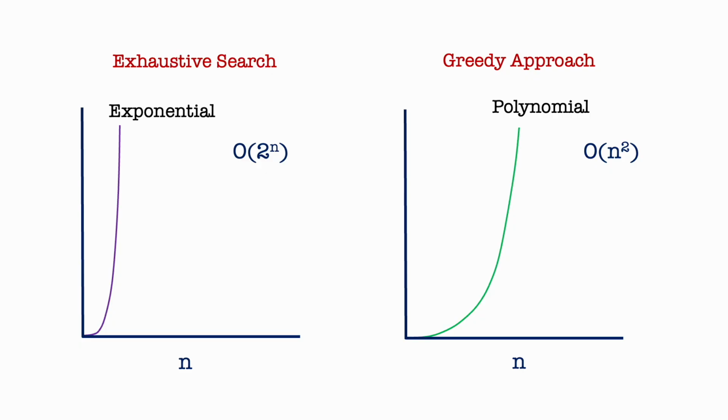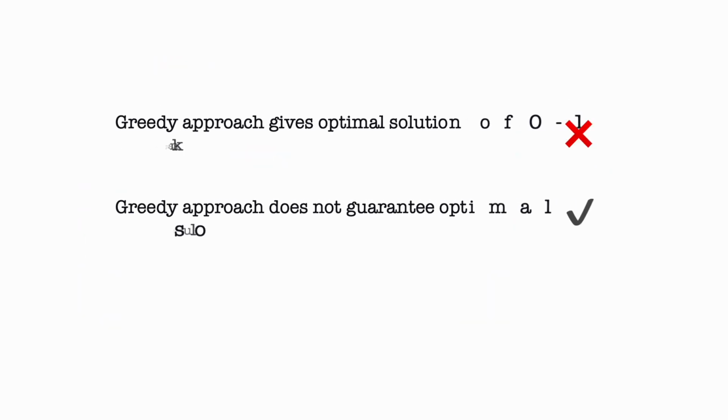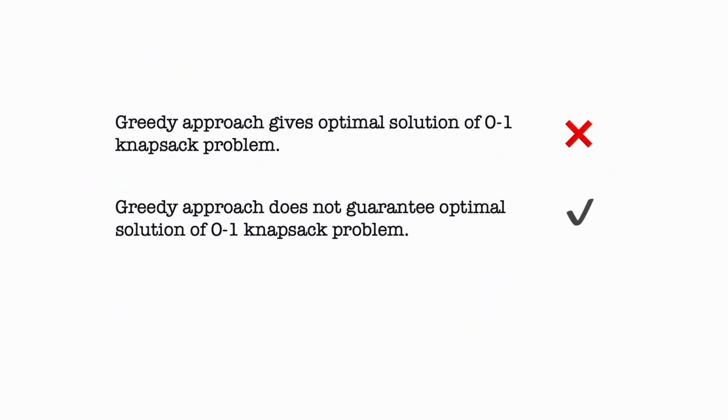But does that mean the greedy approach is better than the exhaustive one? The answer is neither yes nor no. Let's understand why. Can we say that the greedy approach always gives the optimal solution for the 0 1 knapsack problem? The answer is no. The greedy method may or may not produce the optimal result. In fact, it's more accurate to say that the greedy approach does not guarantee an optimal solution for the 0 1 knapsack problem. So, if it doesn't guarantee the best solution, why even discuss it?